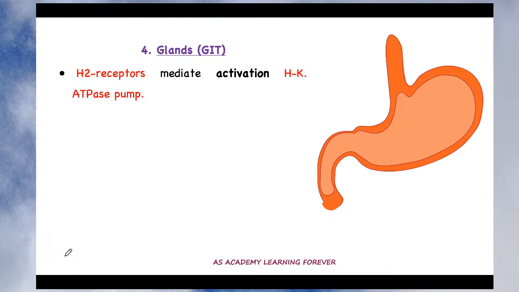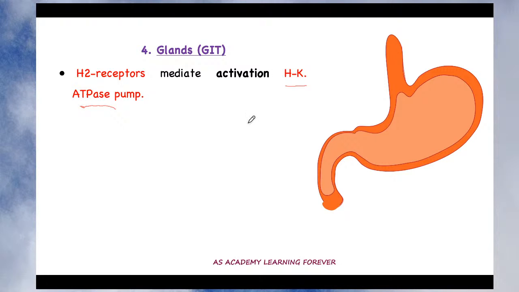So the next pharmacological action is the action on the gland. Now we will be talking especially about the GIT, that is the gastrointestinal tract. The action of histamine on the gastrointestinal tract is generally mediated through the H2 receptor, and specifically it is mediated through activation of the hydrogen potassium ATPase pump. So first histamine binds to the H2 receptor, and after binding of histamine to the H2 receptor, it produces activation of the hydrogen potassium ATPase pump.